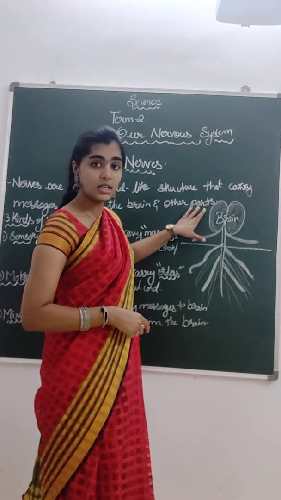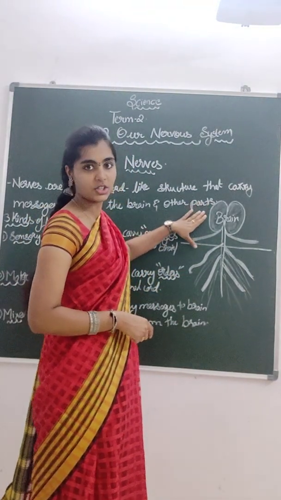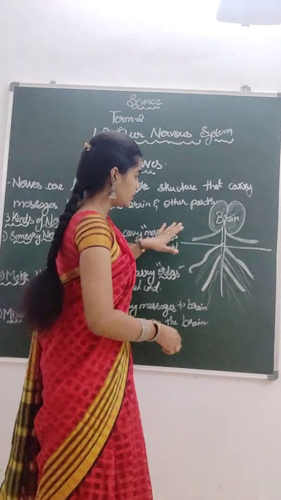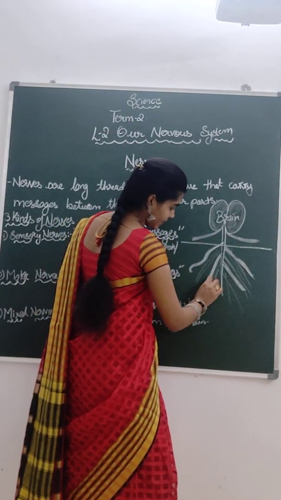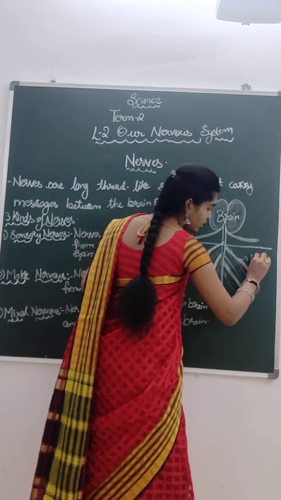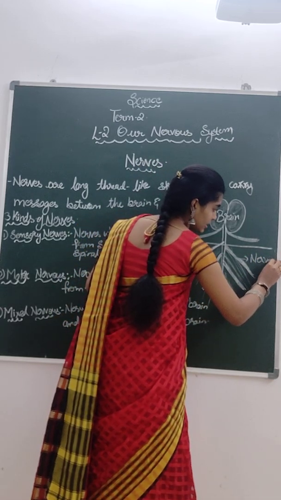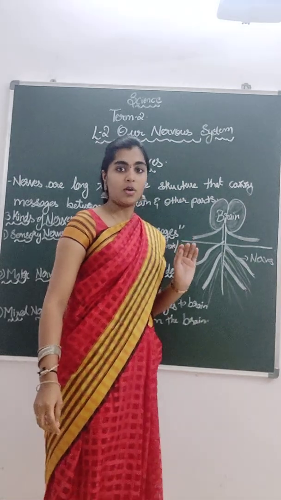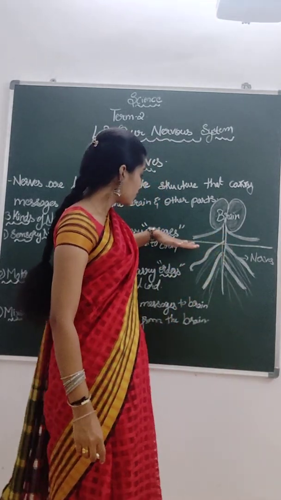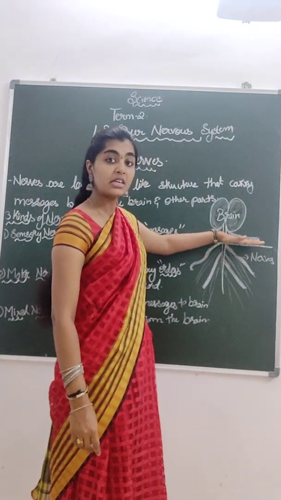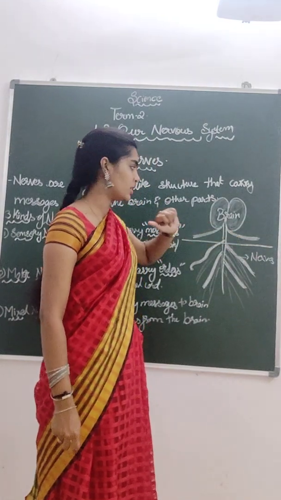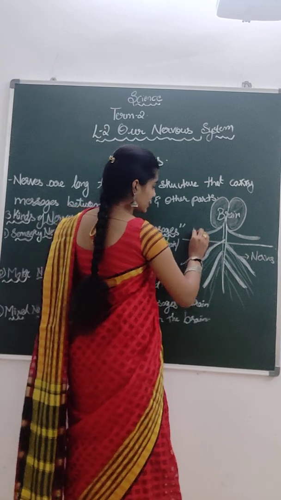Now, this is the brain. Assume this is the structure of a human brain. Now, these are the thread-like structures. You can see a lot of thread-like structures. These are all called nerves. I have made a partition here. I have drawn a line over here to make some difference. Now, let us understand what that is. See, these are the nerves.